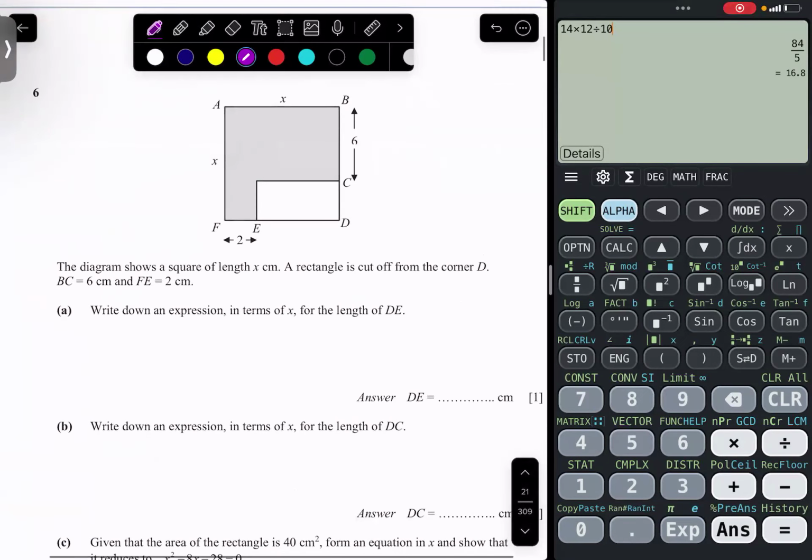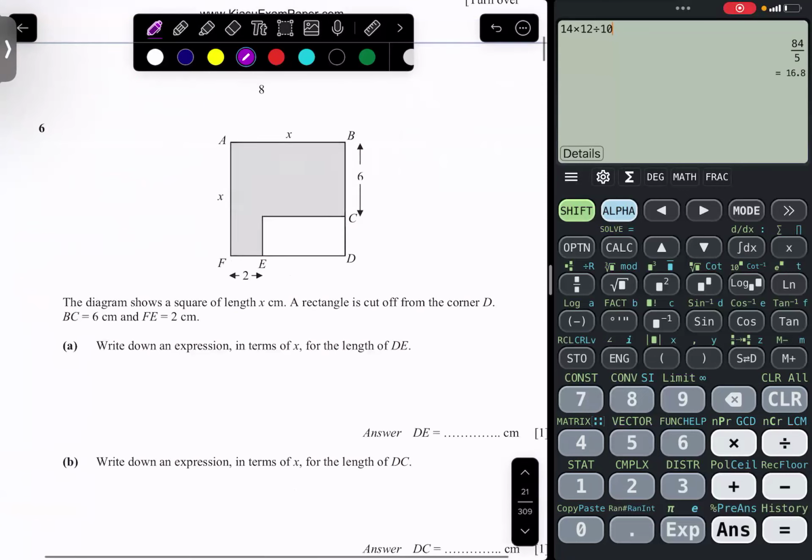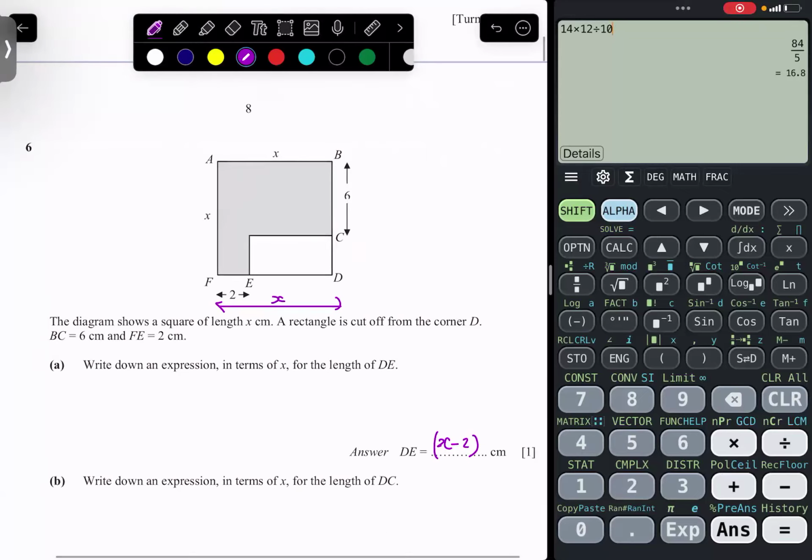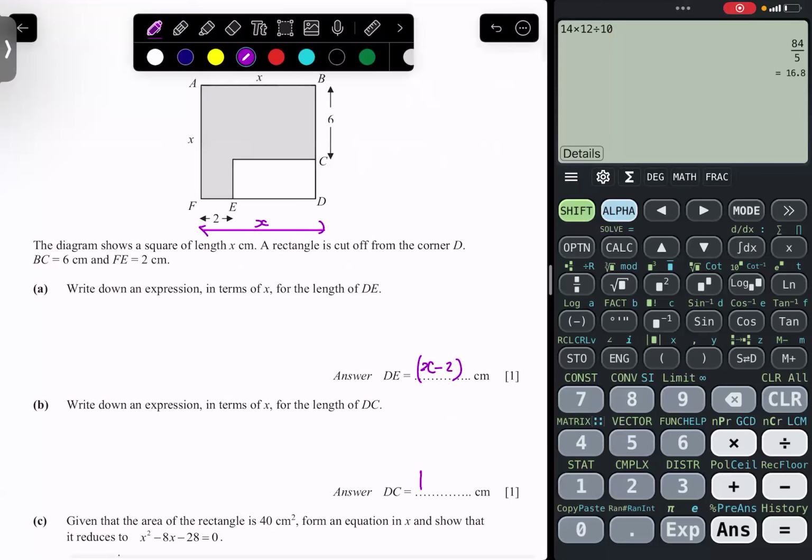Okay, question 6. The diagram shows a square of length x centimeter. A rectangle is cut off from corner D. BC equals 6, FE equals 2. Write down an expression in terms of x for the length of DE. Okay, so DE, this whole thing is supposed to be x, right? So DE will be equal to x minus 2. That's all. Okay, DC will be x minus 6, right? Because this whole thing is supposed to be a square. This is supposed to be x.